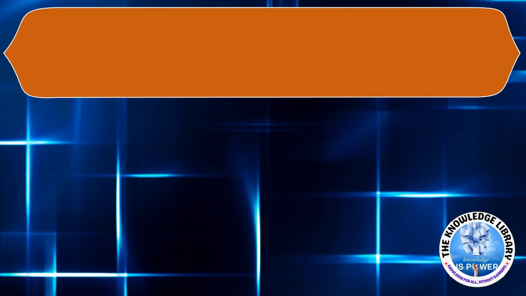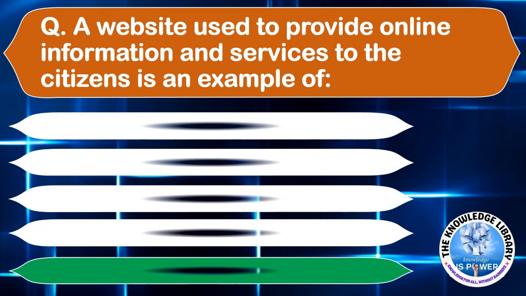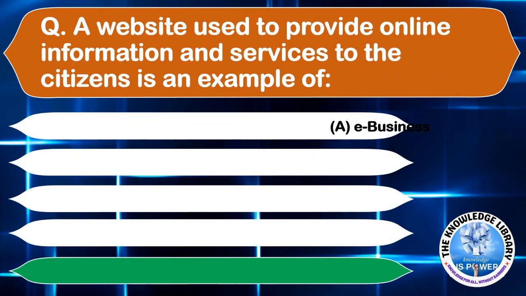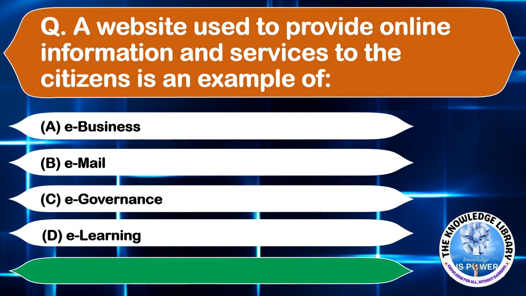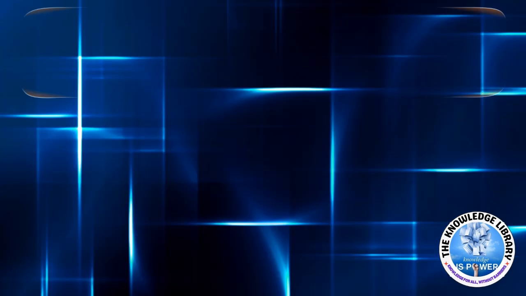The next question is, a website used to provide online information and services to the citizen is an example of option A, e-business. Option B, email. Option C, e-governance. Option D, e-learning. The correct answer is option C, e-governance.